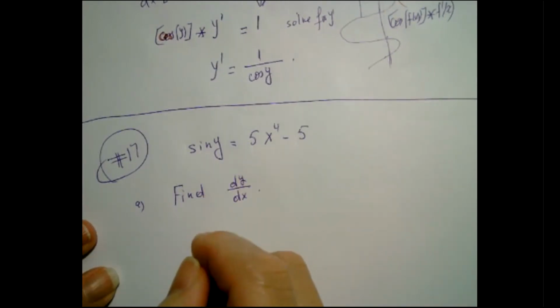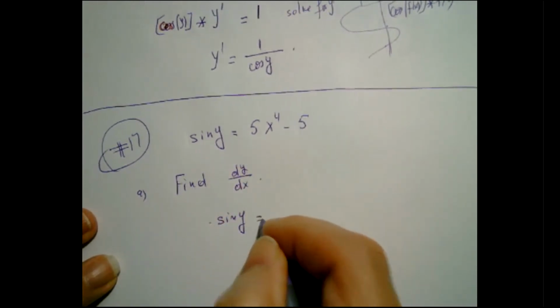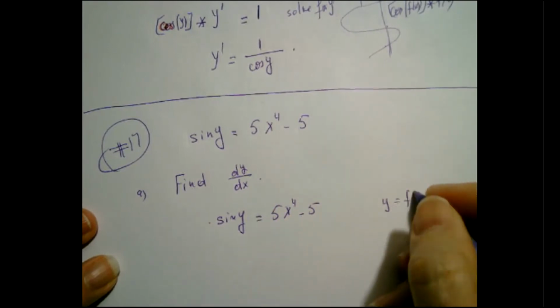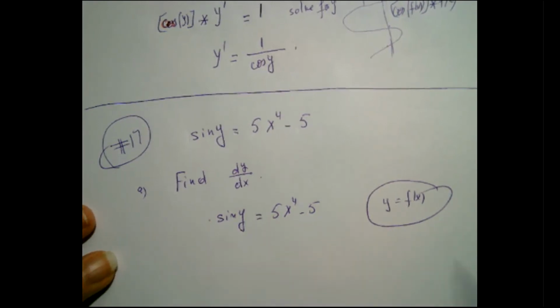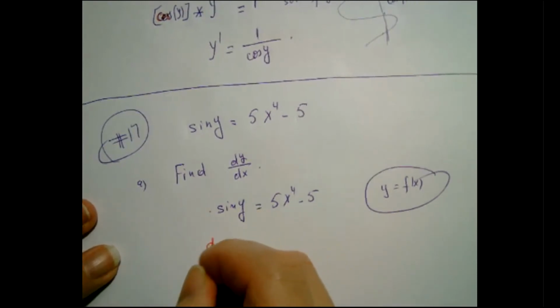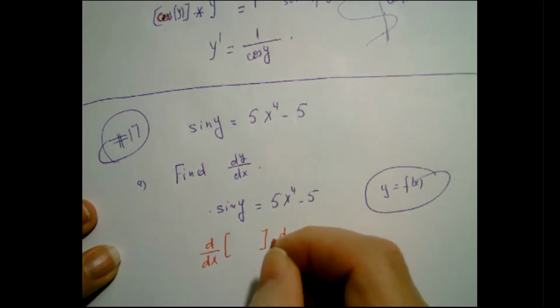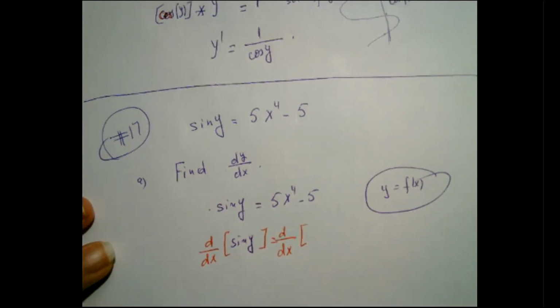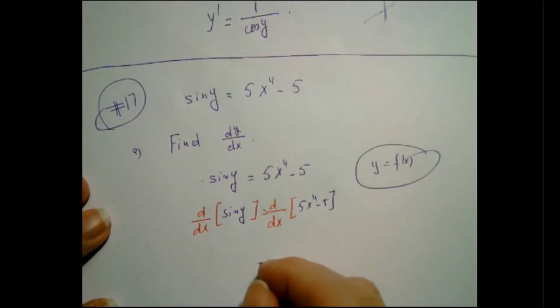So again, sine of y equals 5x to the power 4 minus 5. And I always write here to the right that y is a function of x, but it's hard for me to solve for it. It is a function, but it's hard for me to solve for it. So I'm going to say the derivative with respect to x of this equals the derivative with respect to x of this term. So the derivative with respect to x of sine y is equal to the derivative with respect to x of this term right there.